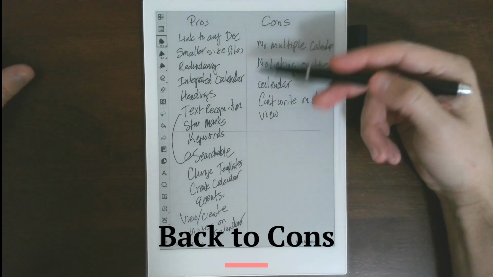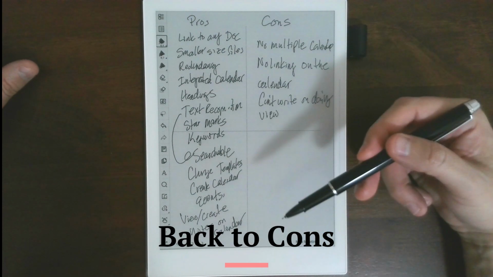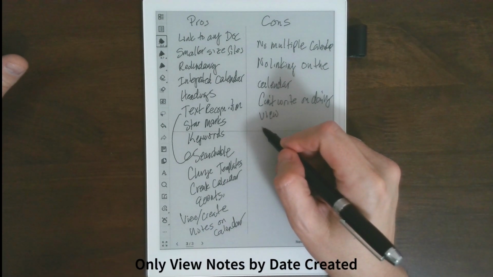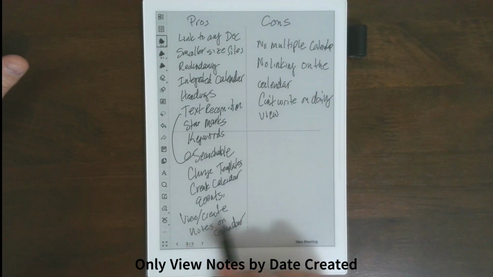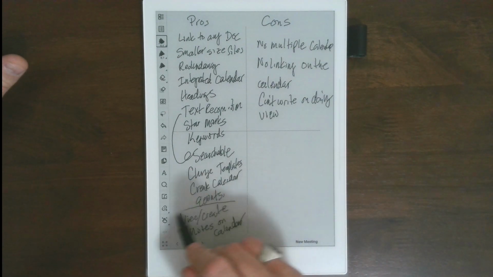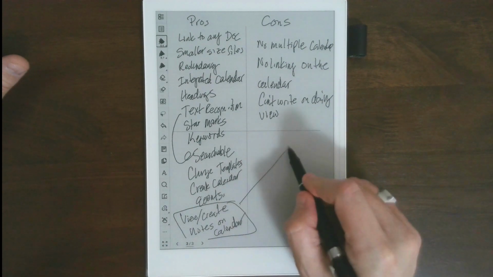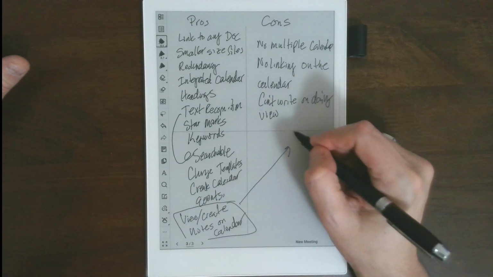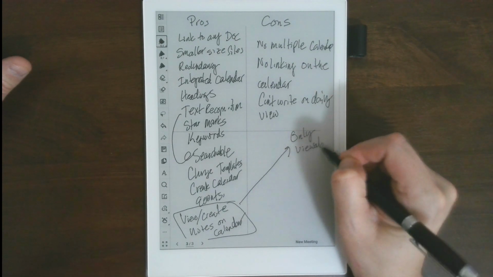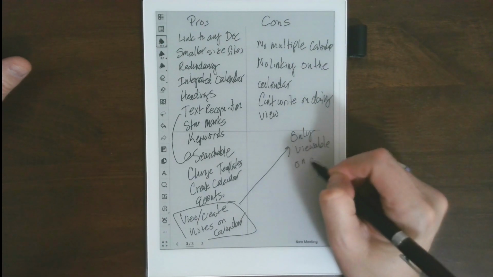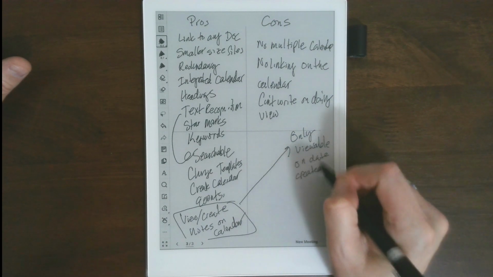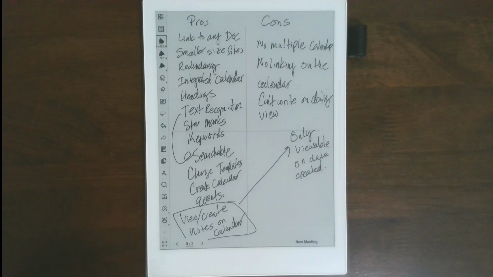So it's really important to think about that. You can only view notes on the day they were created in the calendar. So this is both a plus and a minus, because this is only viewable on date created.